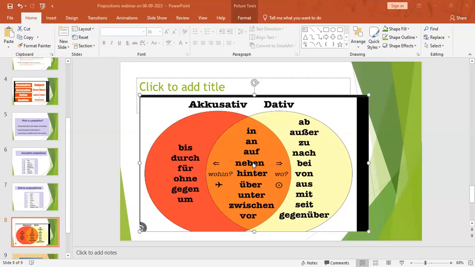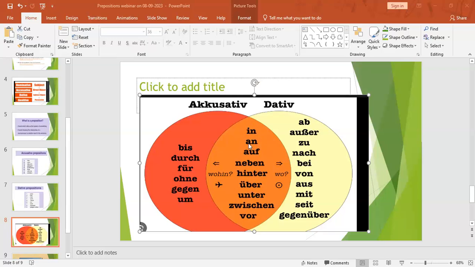So: in, an, auf, neben, hinter, über, unter, zwischen, vor. Okay, in is nothing but like in in English. For example, I'm in the theater. Ich bin im Kino. Ich bin im Kino. Yeah. Okay, ich bin in der Firma.